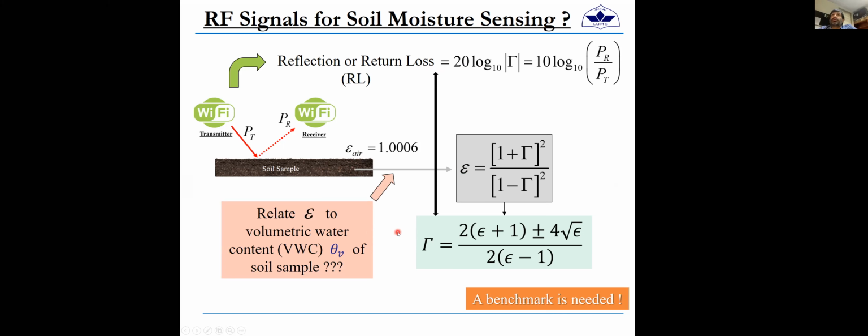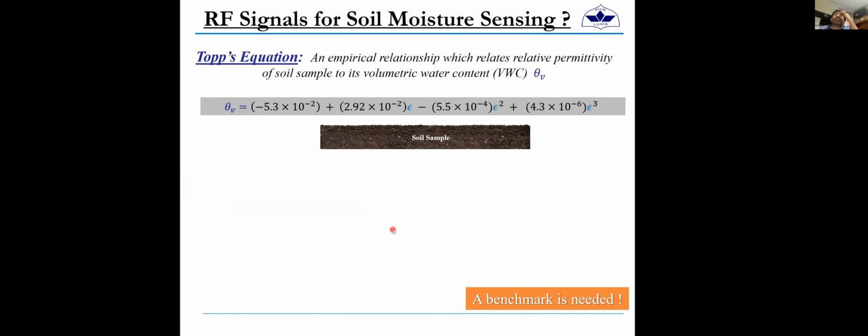तो अब मैं क्या करता हूँ, अब मैं चूंकि मेरे पास कोई information नहीं है, so I go and I search literature. Is there any formula or any model which relates this epsilon to volumetric water content theoretically? And we were lucky enough to find this equation, which is very well known in soil chemistry community. So this is called TOPS equation.